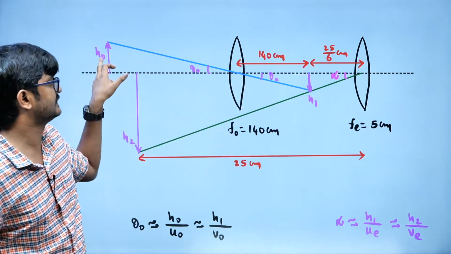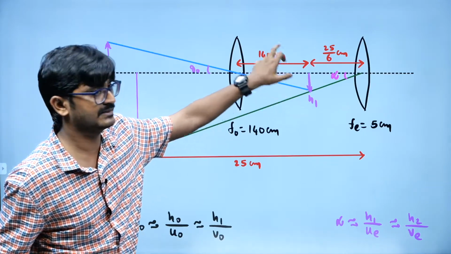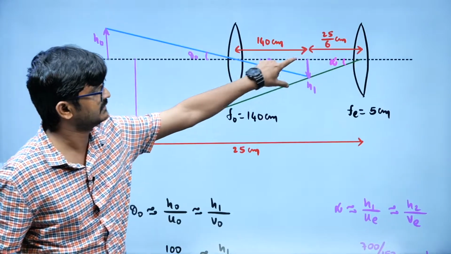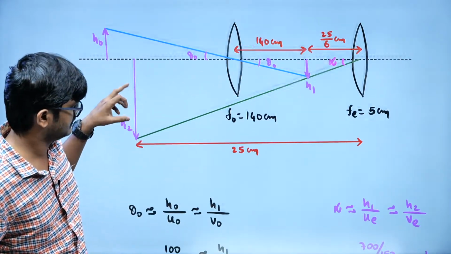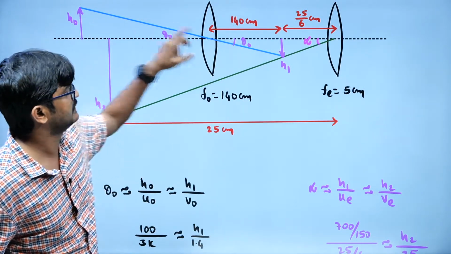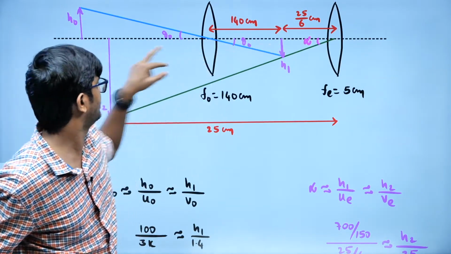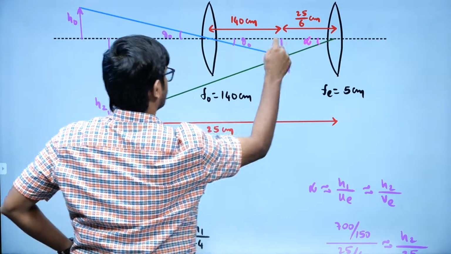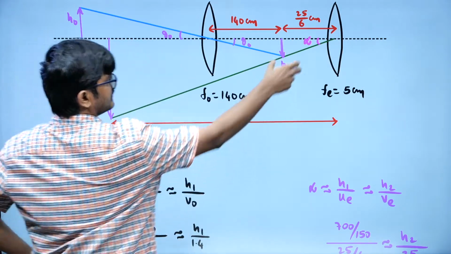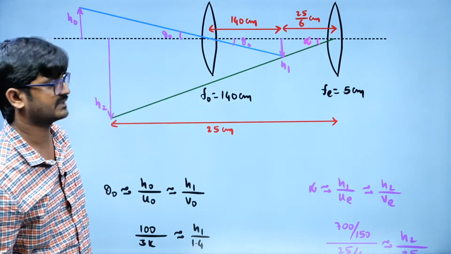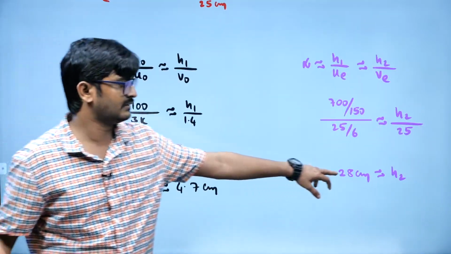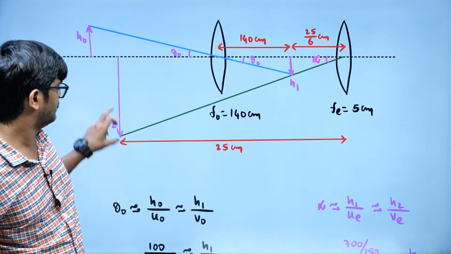So theta naught is this distance by this distance. When you do that, you will be getting the height of this one, right? Oh, you have to find the other height. So this one we have already done, so we got this height. Now you can use similar triangles of this triangle and this big triangle, or you know for a lens, h1 by h2 is nothing but this distance by this distance. You can use the magnification formula or similar triangles, and you can see what is the height of the final image.